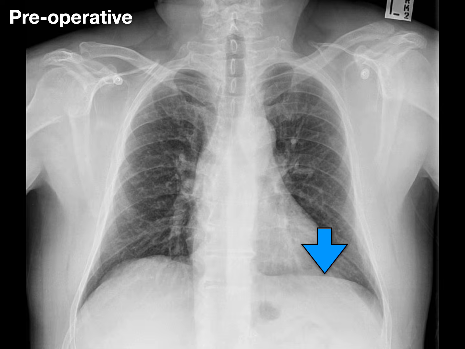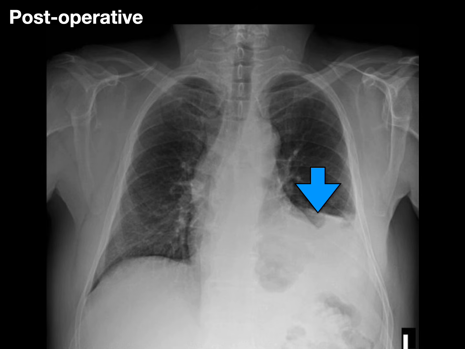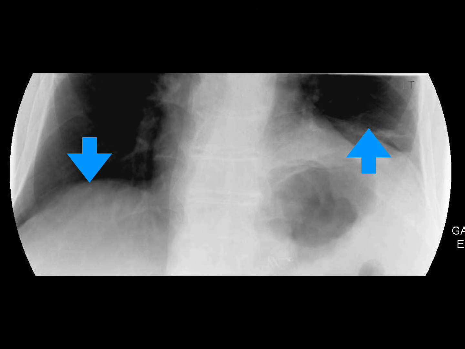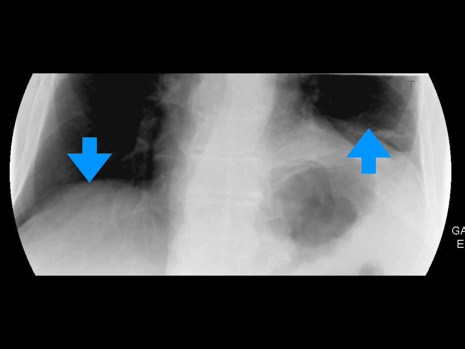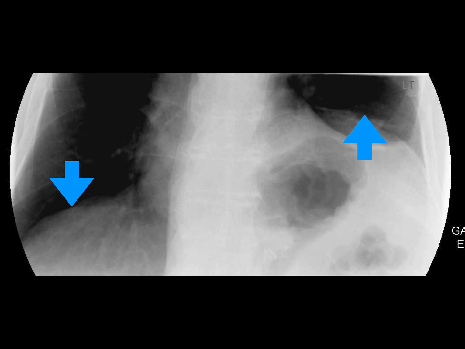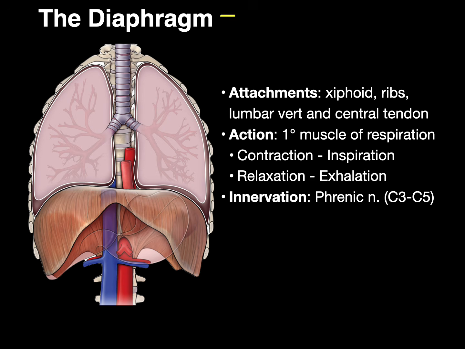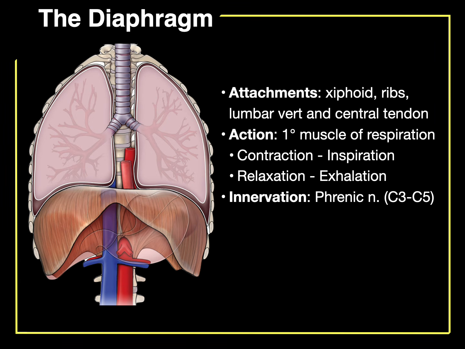This is a chest x-ray of a patient preoperatively and then postoperatively. You see that? That hemidiaphragm goes up. So this is a sniff test where the patient sniffs and they take an x-ray. And you see that the left hemidiaphragm contracts, but the right hemidiaphragm goes up in that paradoxical movement. And that, my friends, is the diaphragm in a nutshell.